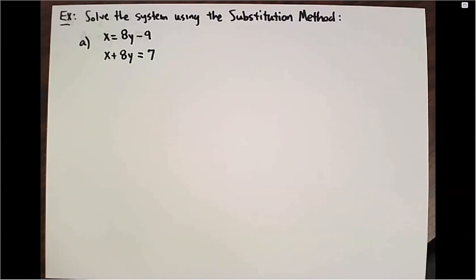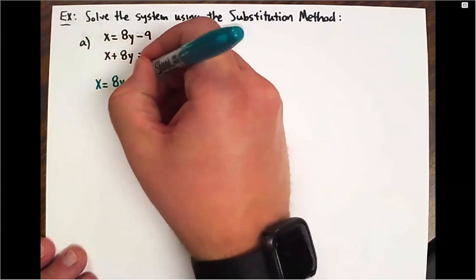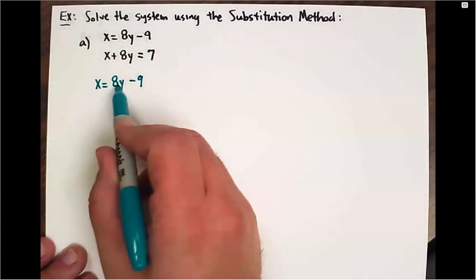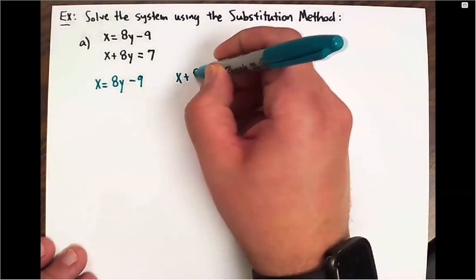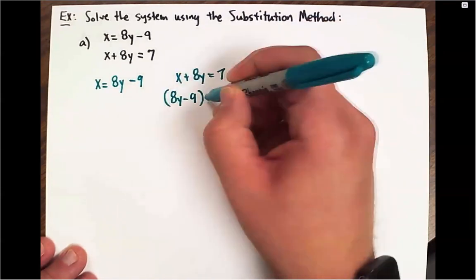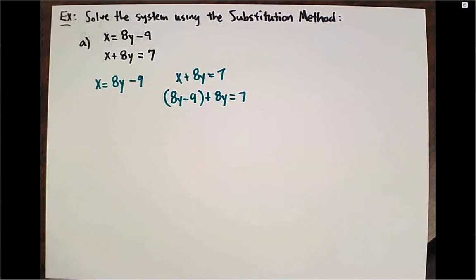So let's solve this system using the substitution method. First equation is x equals 8y minus 9, and the second equation is x plus 8y equals 7. So this is nice because they've already taken the first equation and solved it for x. I don't have to do anything but substitute it into the second equation. Because if x equals 8y minus 9, then x plus 8y equals 7 becomes 8y minus 9 plus 8y equals 7. I substitute that expression into the second equation for x.